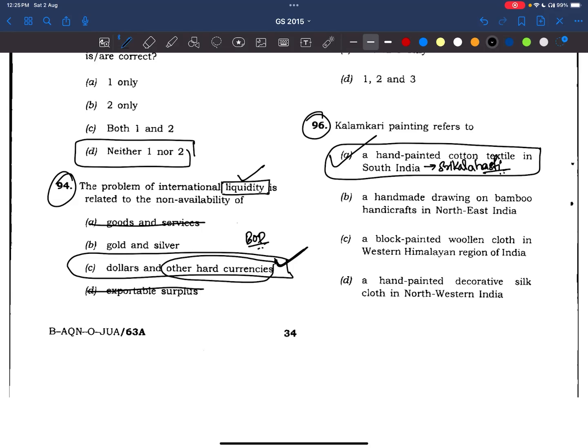Okay, answer is A. Now see, paintings become important. So we need to revise chapters from Nitin Singhania.